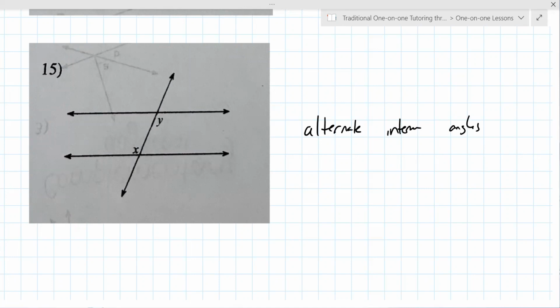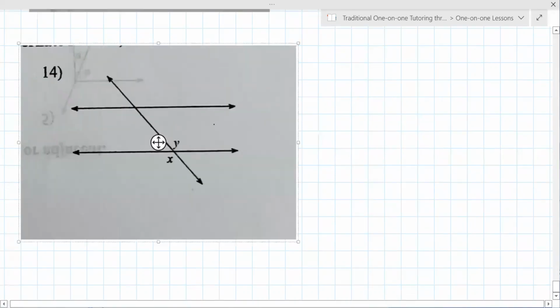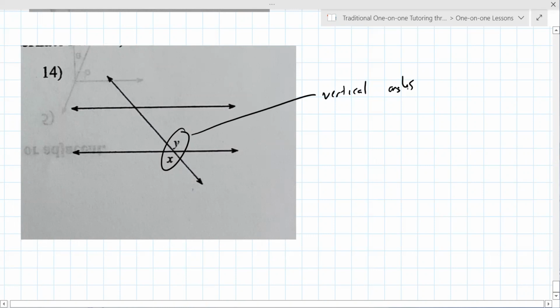All right, now for number 14, I'm going to give you the answer, and I want you to tell me why this is the answer. These are not corresponding, and they're not alternate interior. Y and X are actually vertical angles. And you did this correctly on the previous side. Can you give me some words as to why angle X and angle Y are vertical angles? They share the intersecting parts right there.